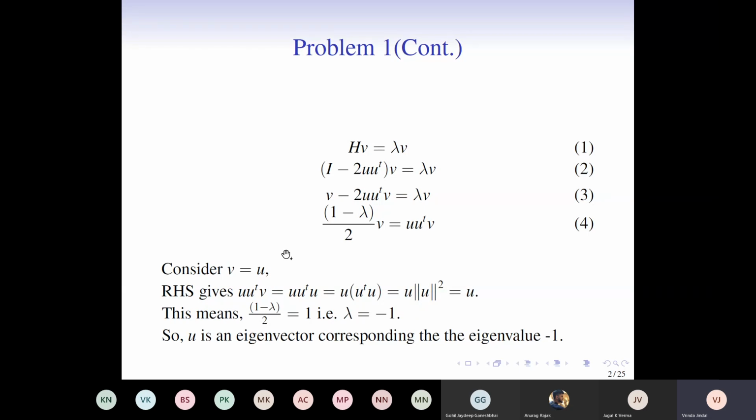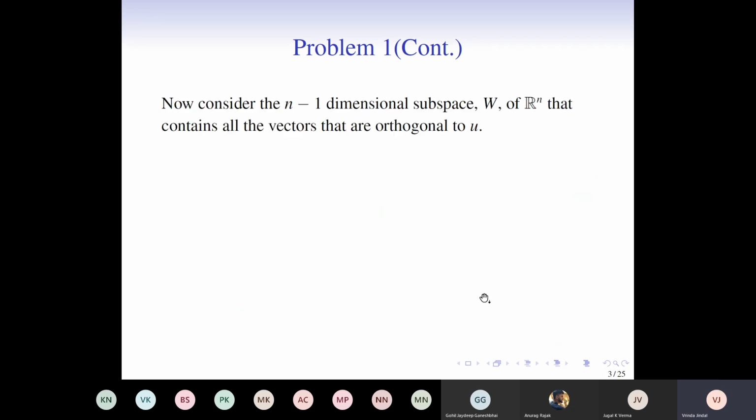That is what the algebraic multiplicity gives us. But we'll have n eigenvalues, that's for sure. So how do we find the remaining eigenvectors and the remaining eigenvalues, and how many times does lambda equal to minus 1 occur as an eigenvalue for H? So how do we do that?